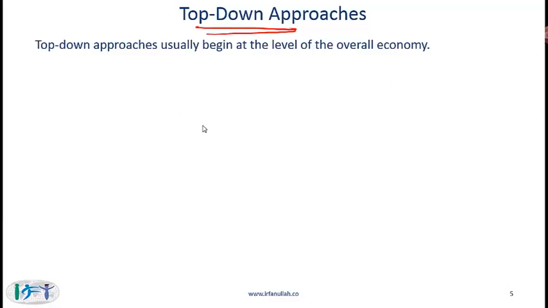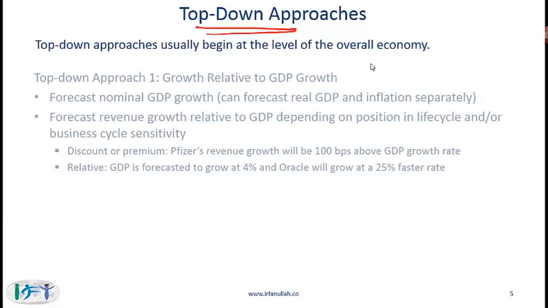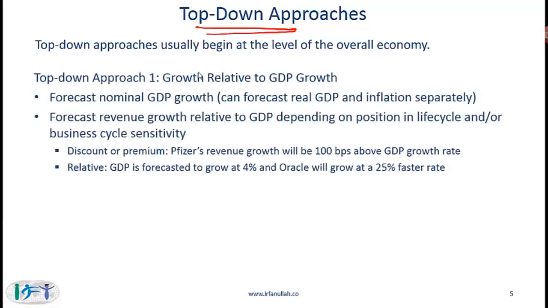Within top-down, there are different types of top-down approaches, but the principle behind top-down approach is that you start at the level of the overall economy. So economy, industry, and then company. So what are the different sub-approaches? Approach 1 is that you figure out the GDP growth rate. So at what rate is the overall economy growing? And then you determine your target company sales relative to the overall growth rate.